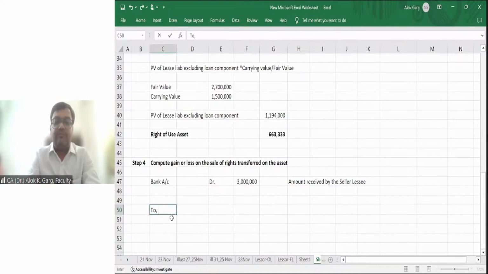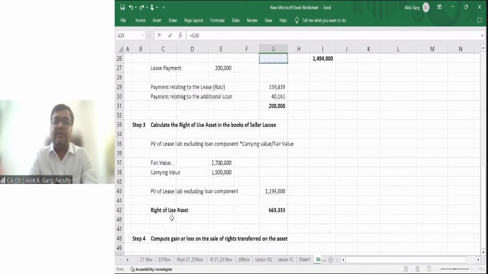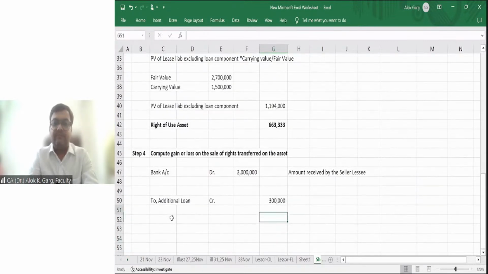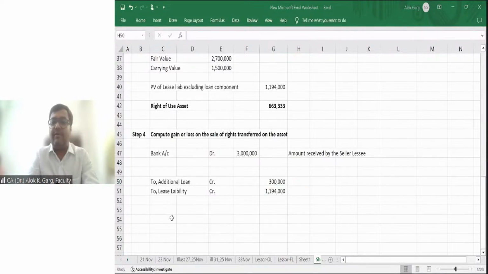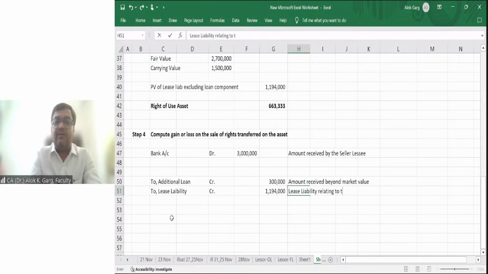I credit the additional loan. What is the value of the additional loan? 3 lakh rupees. Can I credit lease liability? By how much? 1194. Any problem with this accounting entry? This is my additional loan, which is the amount received beyond market value. This is lease liability relating to the use of the asset. Any problem so far?